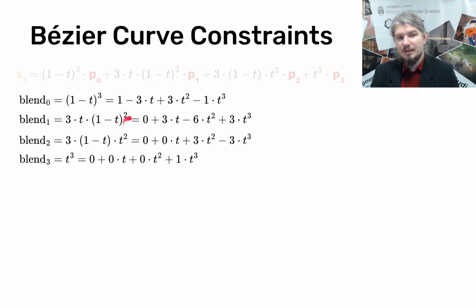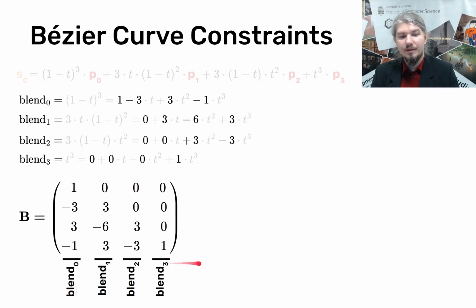So let's write these out. So how much t to the power of 0 do we have? How much t to the power of 1 do we have? t squared and t to the 3rd power. Because now we can easily put them into the blending matrix. Blending function number 3 is the 4th column. So we have 0 times t to the 0th power plus 0 times t to the 1st power plus 0 times t to the 2nd power plus 1 times t cubed.